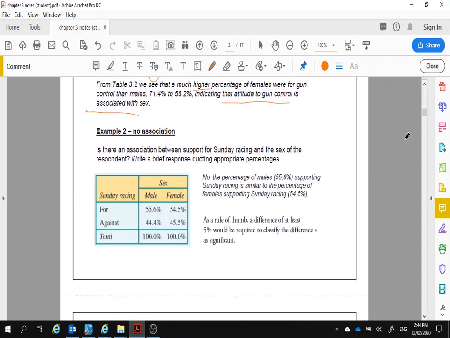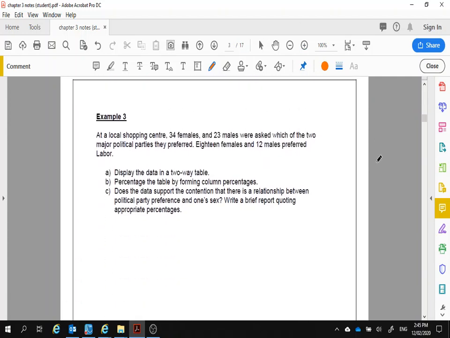Example 2. This shows no association. Is there an association between support for Sunday racing and the sex of the respondent? Write a brief response quoting appropriate percentages. Well, if we look at it, there's the two different sexes for the support, and they're very close. So we've got to say no. The percentage of males, 55.6, supporting Sunday racing is similar to the percentage of females supporting Sunday racing at 54.5. Now, as a rule of thumb, there should be at least a 5% difference to show any significant difference overall and to be able to support your argument. You don't need to write it exactly like this. I did it in class differently, but something along those lines.